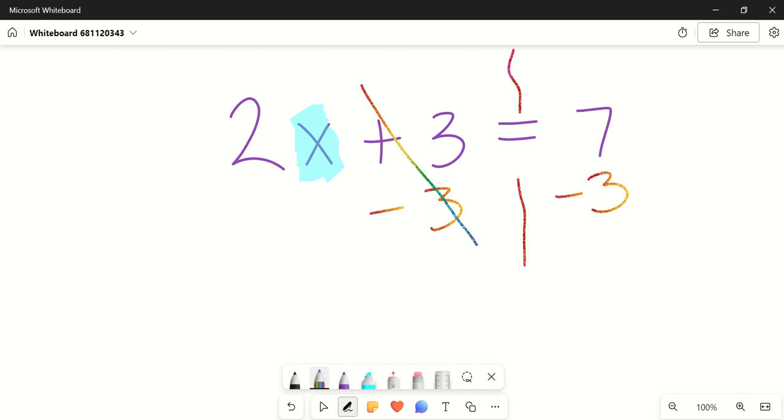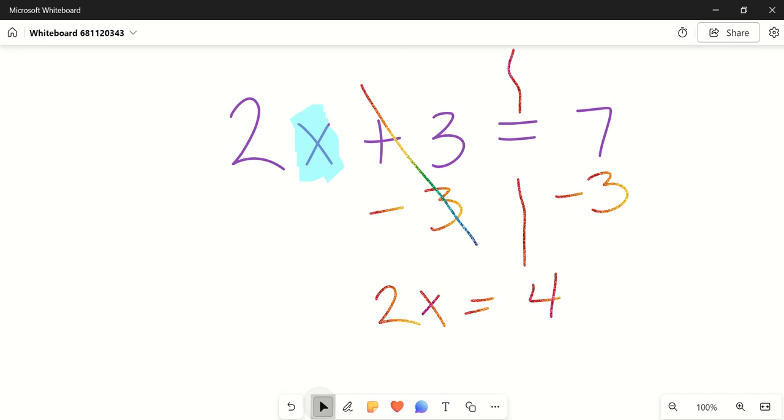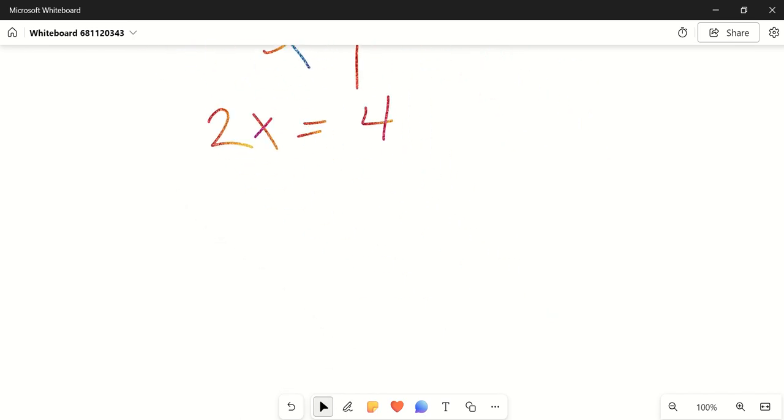And this is what you guys need to get used to, rewriting the equations. So now that this is gone, I just have 2x left on this side, equals, and then what is 7 minus 3, ladies and gentlemen? 4. Now I have a new equation. 2x equals 4. And again, our goal is to get x by itself. So what is happening to x, ladies and gentlemen?